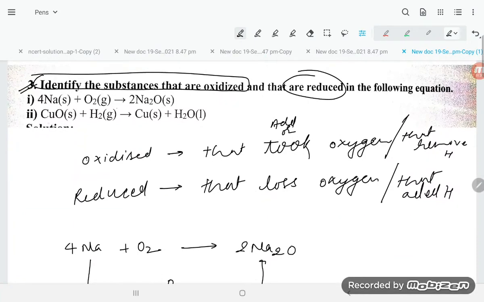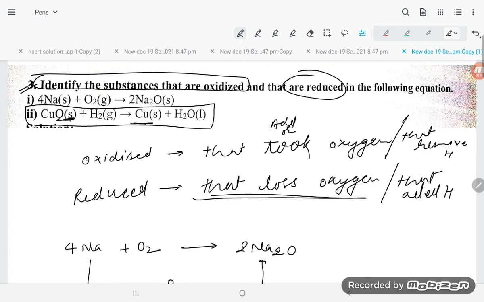Now the second point is there. You see copper, and here cuprous oxide is there, and hydrogen is getting added, so it is giving copper. So what is happening here, dear students? You will find that oxygen is lost. Here oxygen is getting lost, so loss of oxygen means what? That is reduction, and here is oxidation.